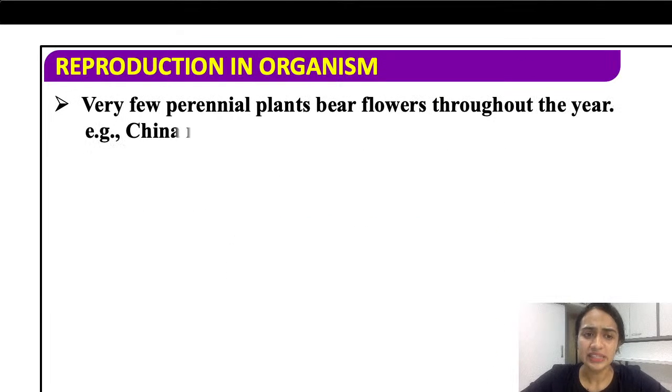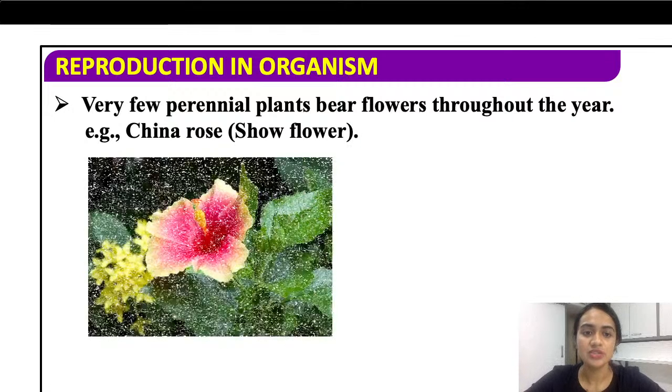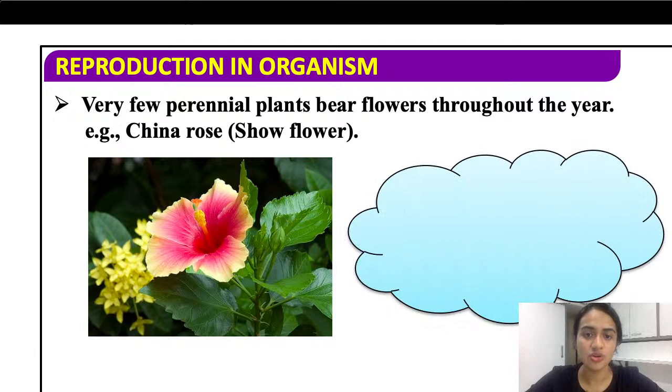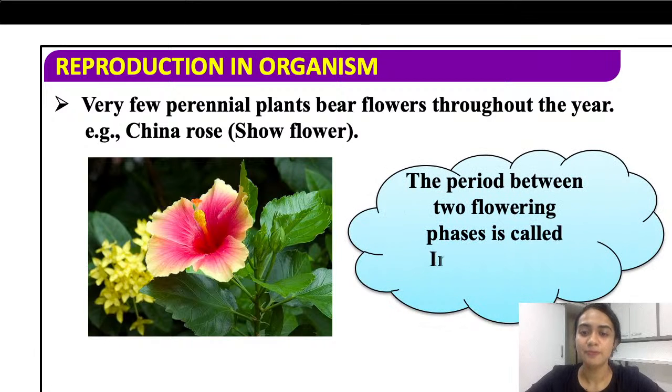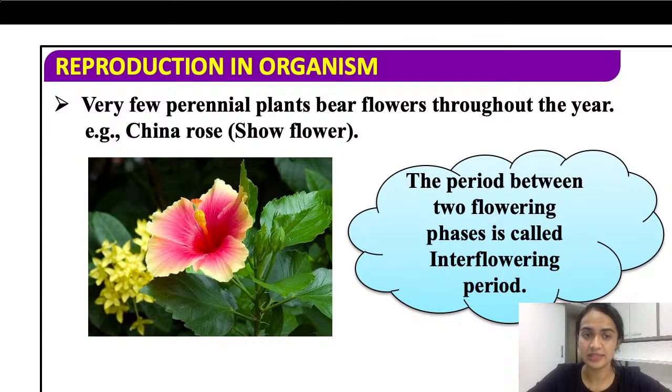A very few perennial plants bear flowers throughout the year. The example is China rose or the shoe flower. Now, the period between two flowering phases: since perennial plants can flower n number of times in their lifetimes, they take breaks. If it has flowered today, it will prepare itself, and after some time it flowers again. The gap between these two phases of flowering is known as the interflowering period.